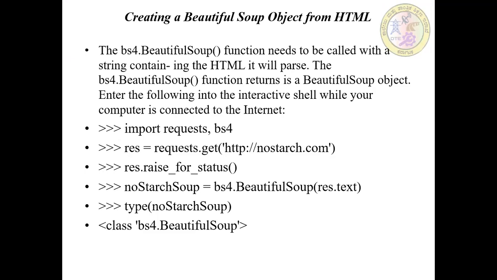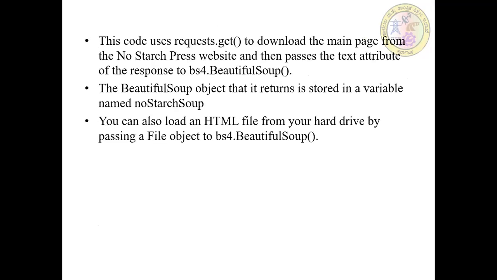Creating a Beautiful Soup object from HTML. The bs4.BeautifulSoup function needs to be called with a string containing the HTML it will parse. The bs4.BeautifulSoup function returns a BeautifulSoup object. The following code shows import requests, bs4. requests.get is a method for that particular URL. It calls raise_for_status. Then no_starch_soup is equal to BeautifulSoup of the text given. It specifies the type and the class.